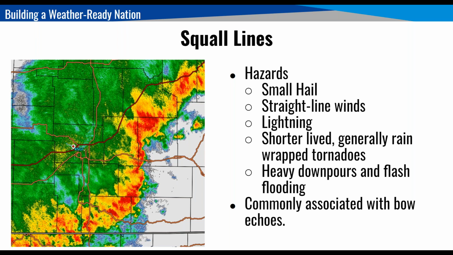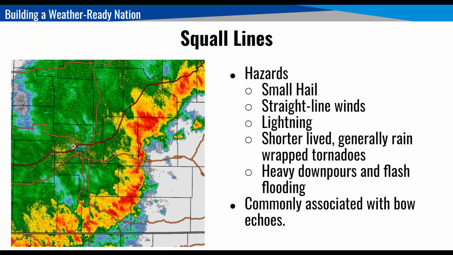Squall lines can typically be very long in nature, extending anywhere from portions of Missouri all the way down into Arkansas and even further than that. So they can stretch several miles long, pushing across portions of the United States. And more so than anything, you may hear that they're more commonly associated with bow echoes.